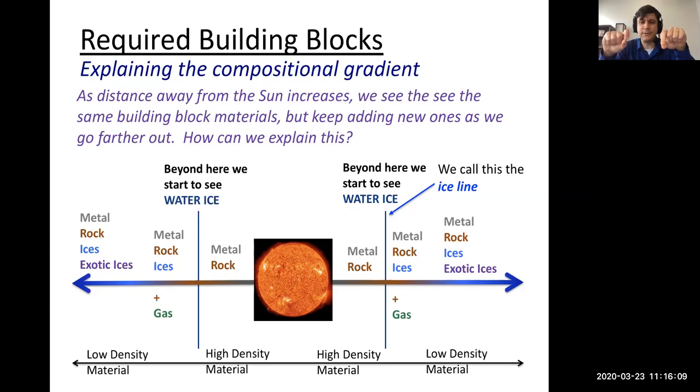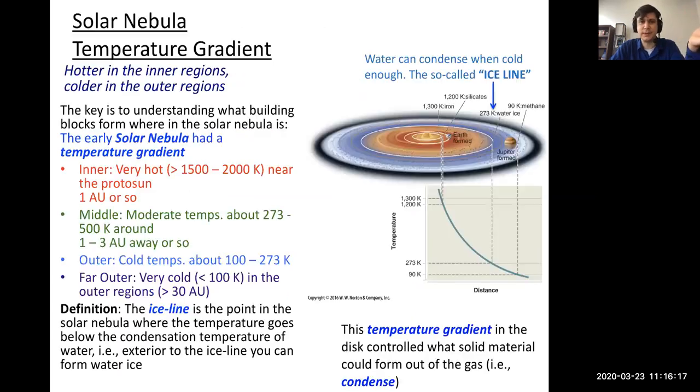And then as we move further and further out, by observing things like the Kuiper Belt objects, we know that we need to add these cold temperature, what I'm going to call exotic ices. So how do we explain that? How is condensation theory going to explain this gradient of building blocks? This is going to give us a compositional gradient that we observe in our solar system.